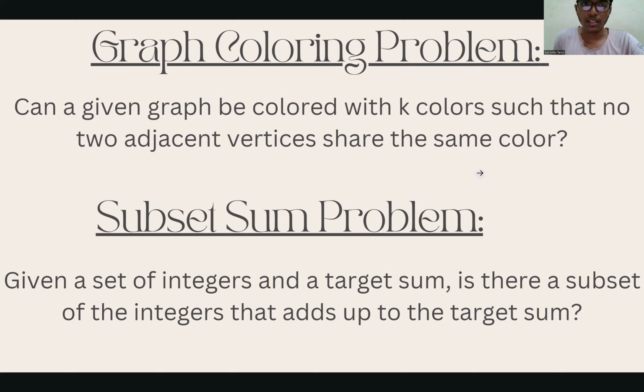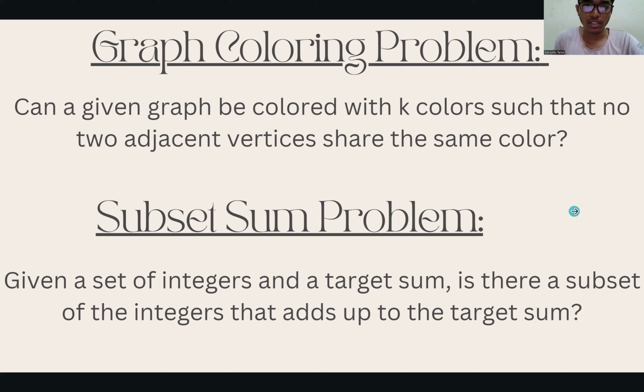If we color the graph like that, then we can say that the graph can be colored and we have to return yes. And if there are k colors and a given graph, and we cannot color the graph in such a way that no two adjacent vertices have the same color, then we have to return no. If we color the graph correctly, then we return yes, and if we cannot, then we return no. So this is the main goal of the graph coloring problem.